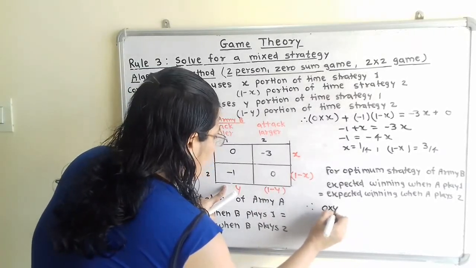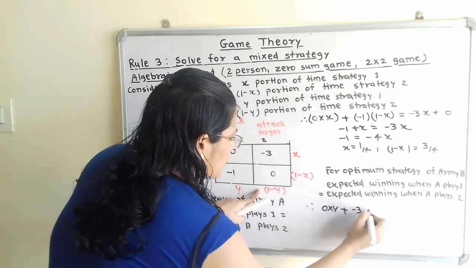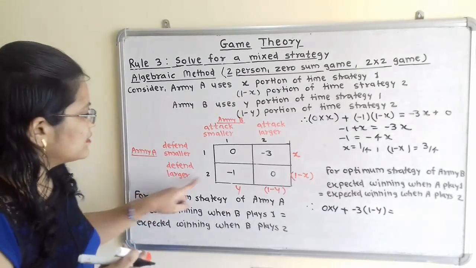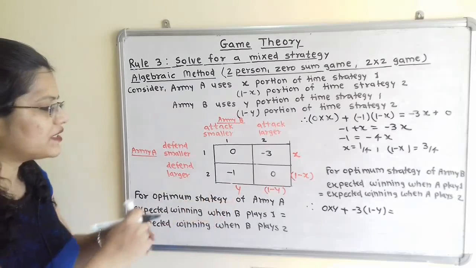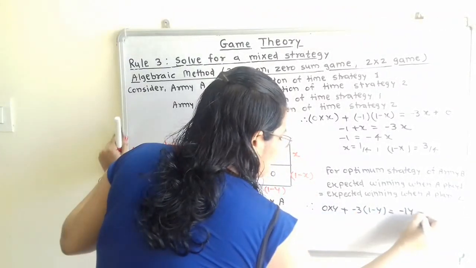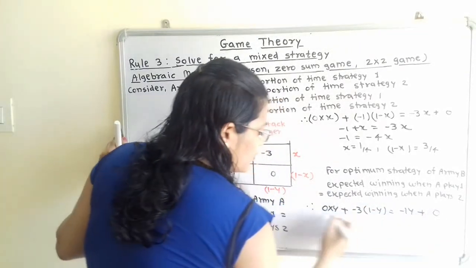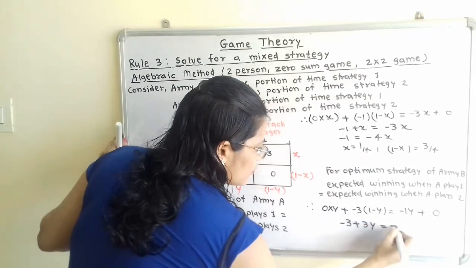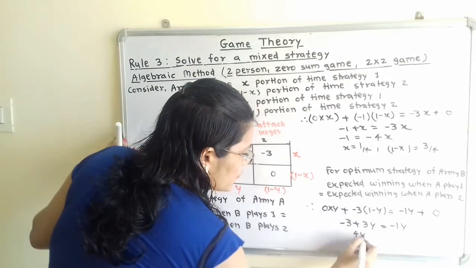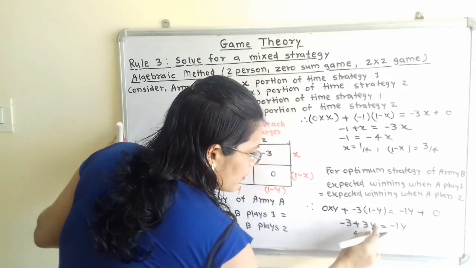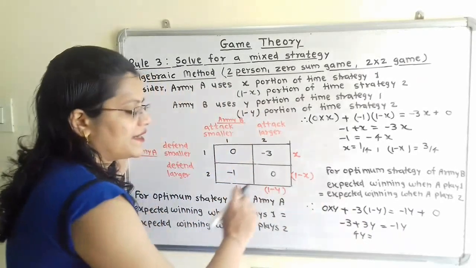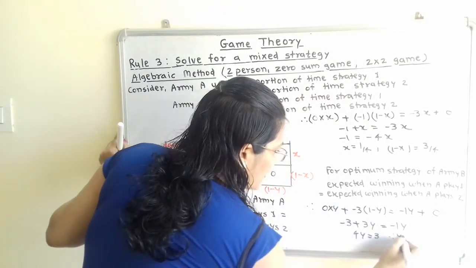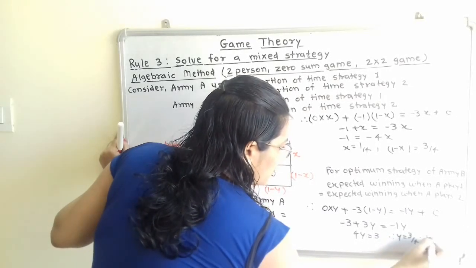Therefore 0 into y plus minus 3 into 1 minus y is equal to the expected winning when A plays strategy 2. So again for strategy 2, minus 1 into y plus 0 into 1 minus y, that is 0. So here we will solve this. Minus 3 plus 3y is equal to minus 1y. So we can say that 4y is equal to 3. Therefore y is equal to 3 by 4, and therefore 1 minus y is equal to 1 by 4.